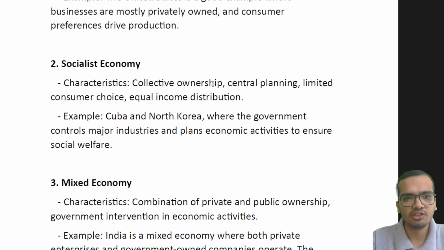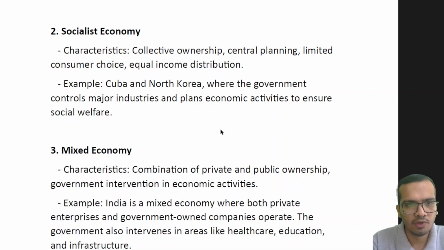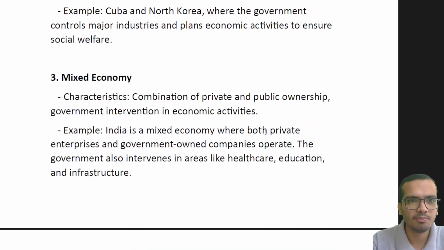Second is socialist economy. Socialist means we have collective ownership. There is central planning. There is limited consumer choice, so it's dependent more on the controller side, and equal income distribution is there. So examples could be Cuba and North Korea, where the government controls major industries and plans economic activities to ensure social welfare. And third comes the mixed economy.